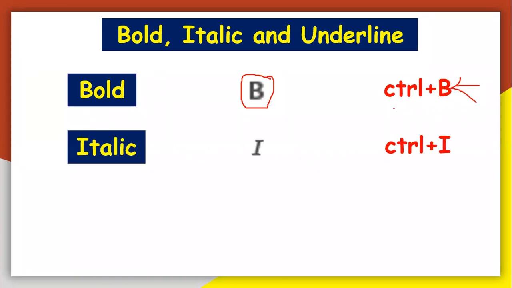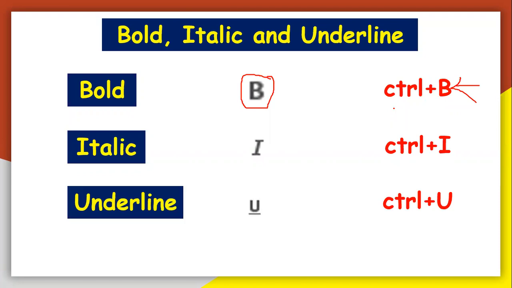So next one we talk about is italic, and the shortcut will be Control+I here. And the last one we talk about is the underline here. And my dear respected students, underline says Control+U.